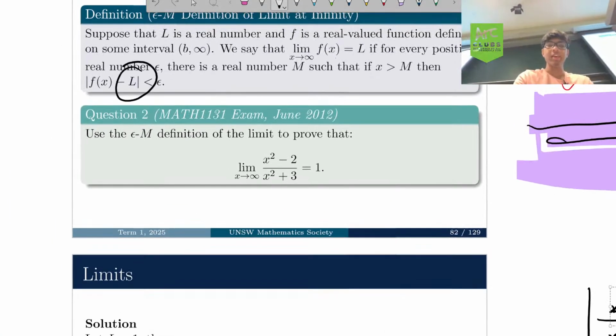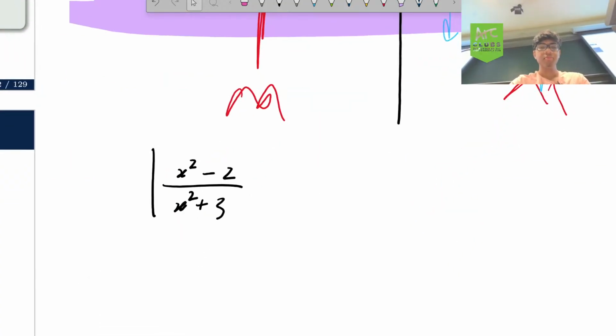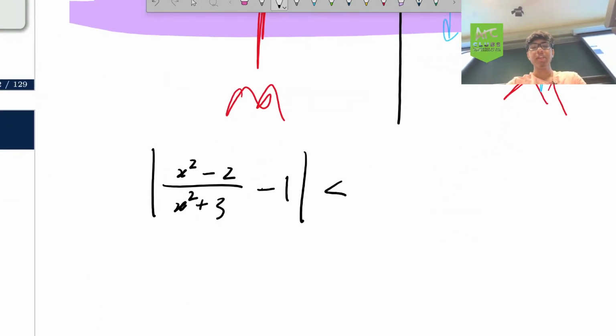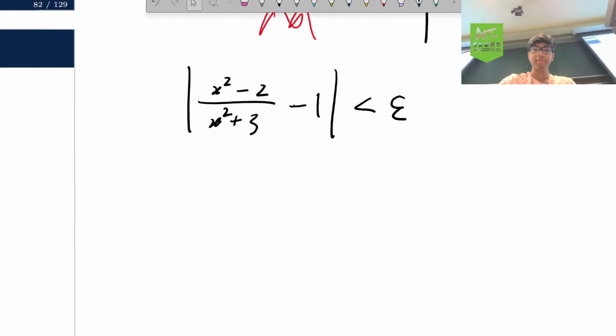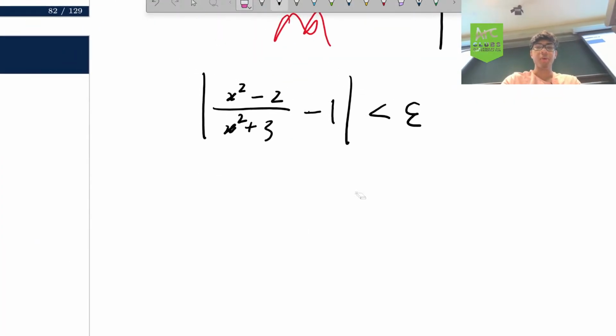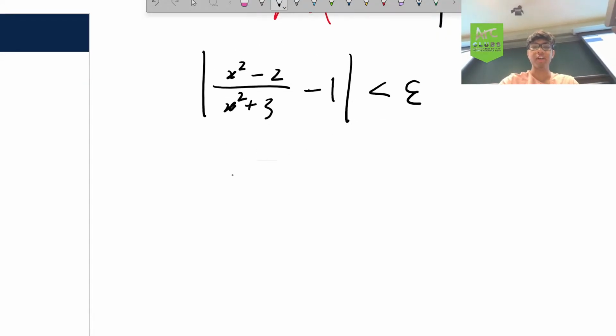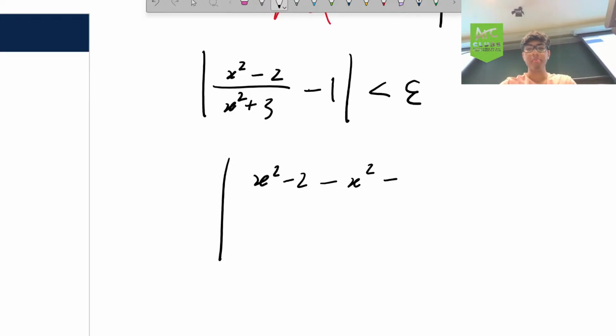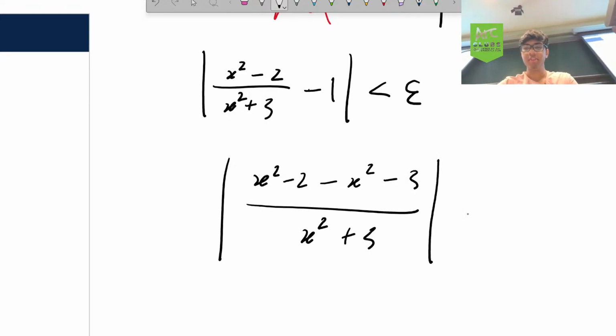I know my limit here is 1, so I can do minus 1 is less than epsilon. Cool. So how can I evaluate this? Well, let's put this all as one fraction firstly. So I know this is x squared minus 2 minus x squared minus 3 all on x squared plus 3 is less than epsilon. Okay?